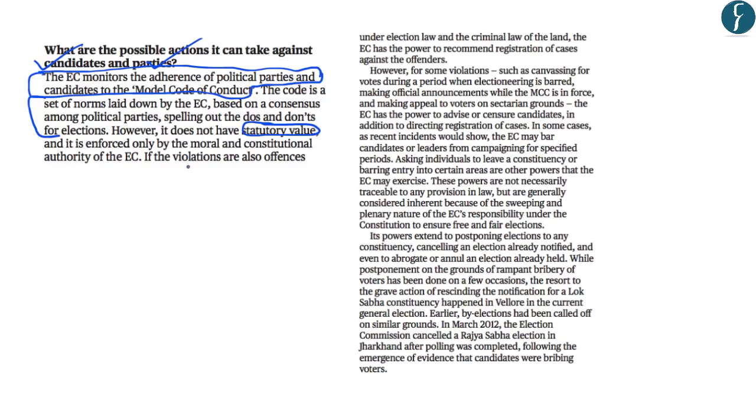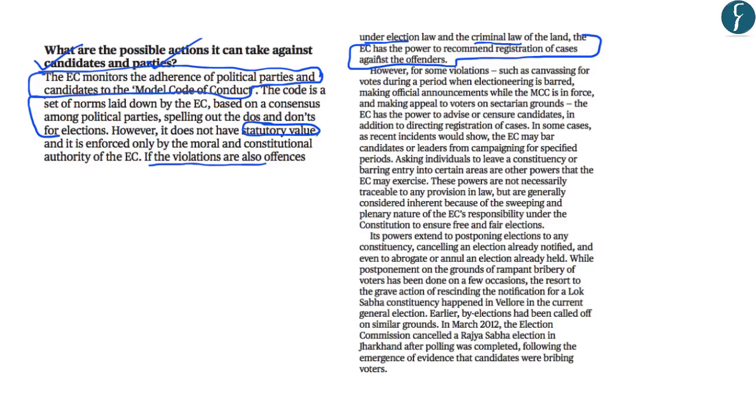So in such cases, the Election Commission of India uses various provisions of the CrPC or other criminal laws to handle those situations. So in this regard, it has been highlighted that if the violations are also offences under the election law and the criminal law of the land, the Election Commission has the power to recommend the registration of cases against the offenders.